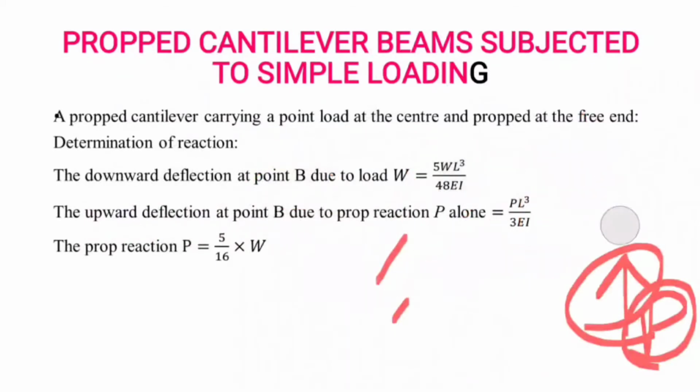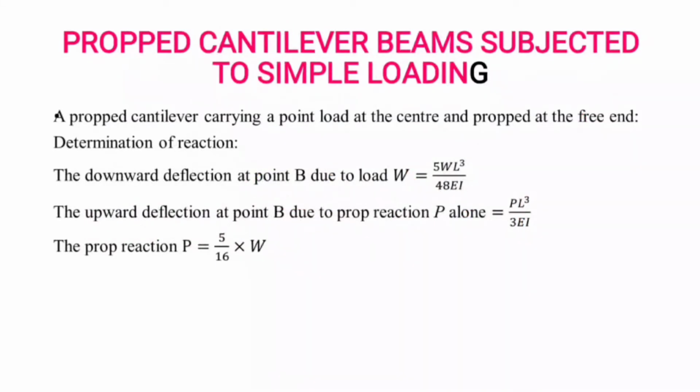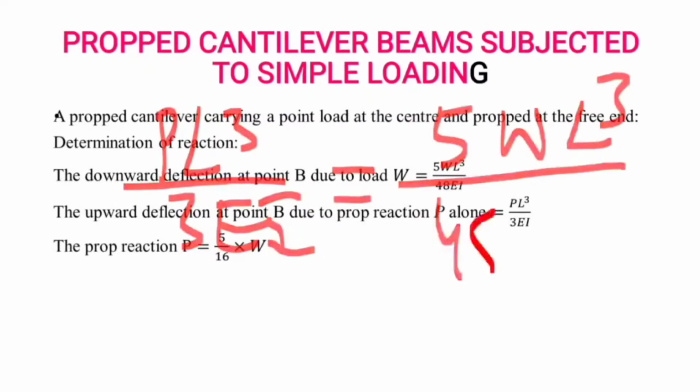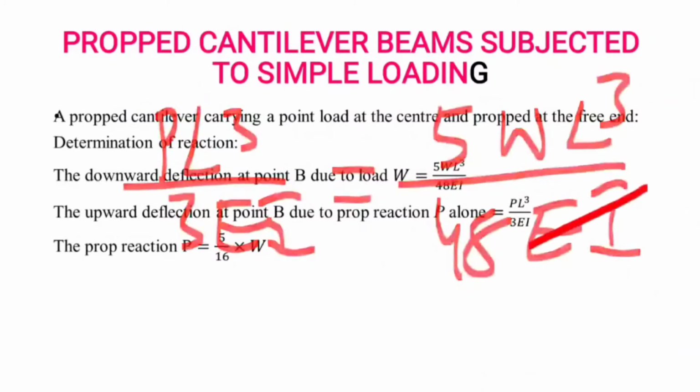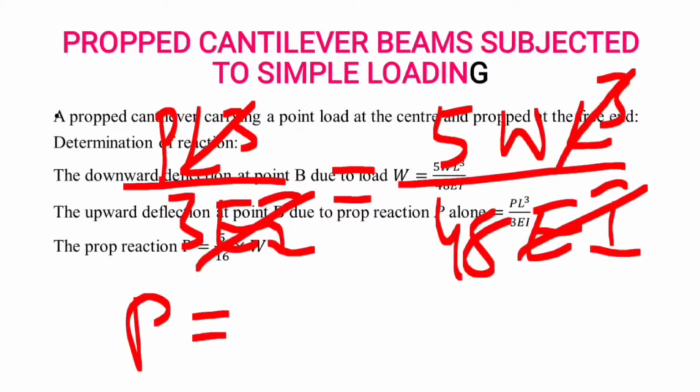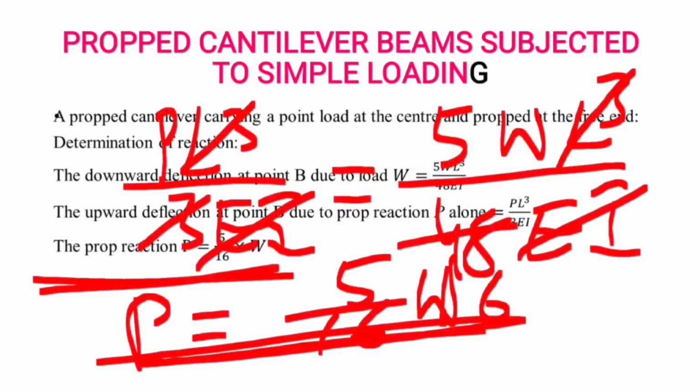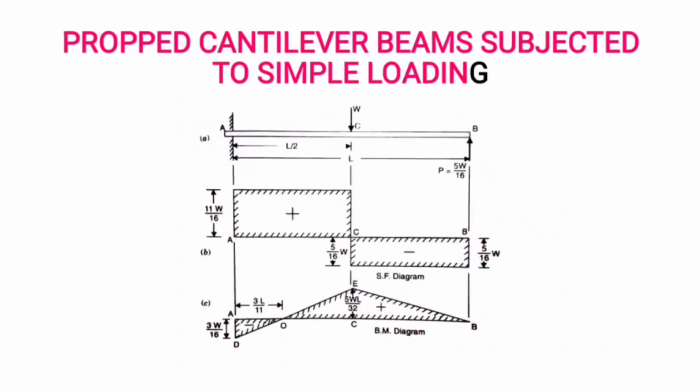If you equate both, we get the prop reaction, that is PL cube by 3EI is equal to 5WL cube by 48EI. Okay, EI gets cancelled out, L cube gets cancelled out. P is equal to 5 by 16 W. This is the formula for the prop reaction in case of a propped cantilever carrying a point load at the center. Next case, this is the loading case.